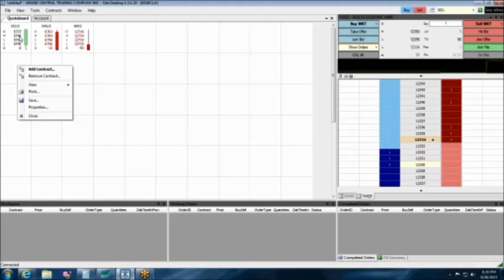Now, I can also see the price ladder. I can see the bids and offers. It's going to load up here.